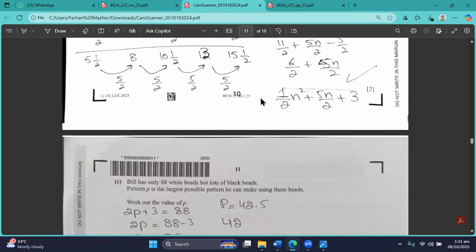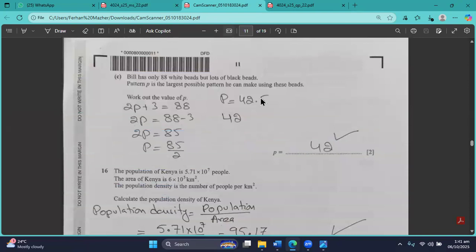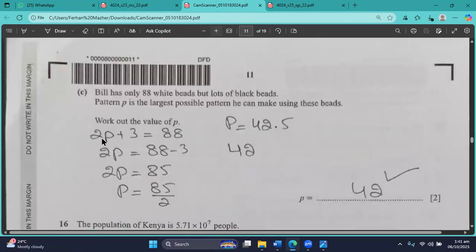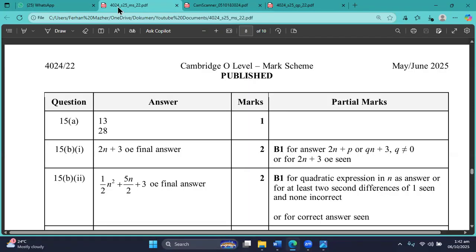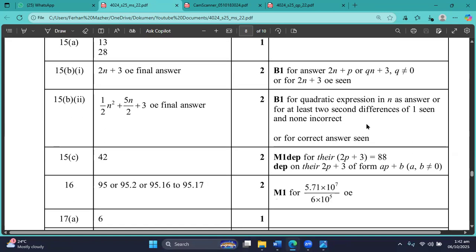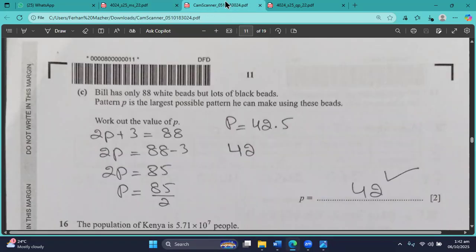Because he has 88 beads, I need to know which pattern this is. So 2p for the pth pattern. So 2p plus 3 equals 88. That's the expression for the white beads. So 2p equals 88 minus 3. So 2p equals 85. P equals 85 by 2. So p equals 42.5. So that means it is the 42nd pattern. 42. Okay, so the marking scheme is showing in front of you. I have solved it. You can see this.